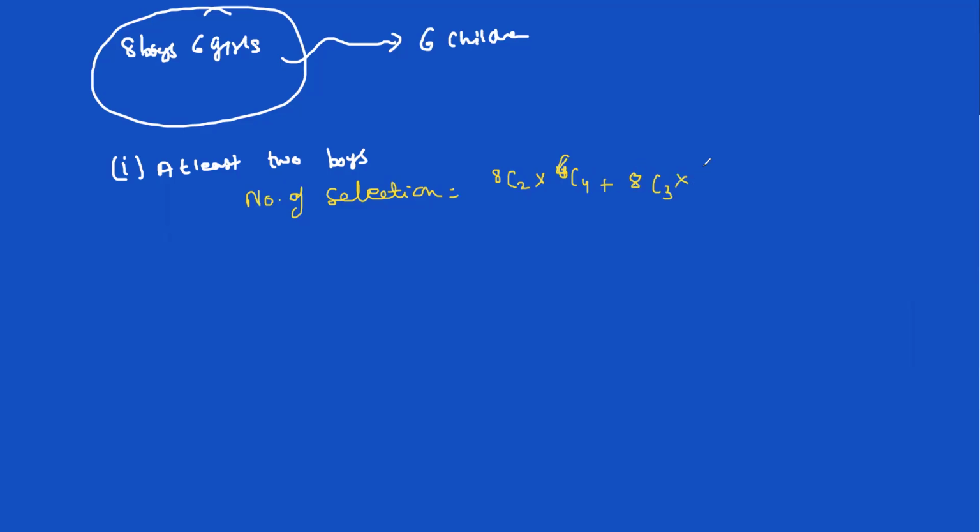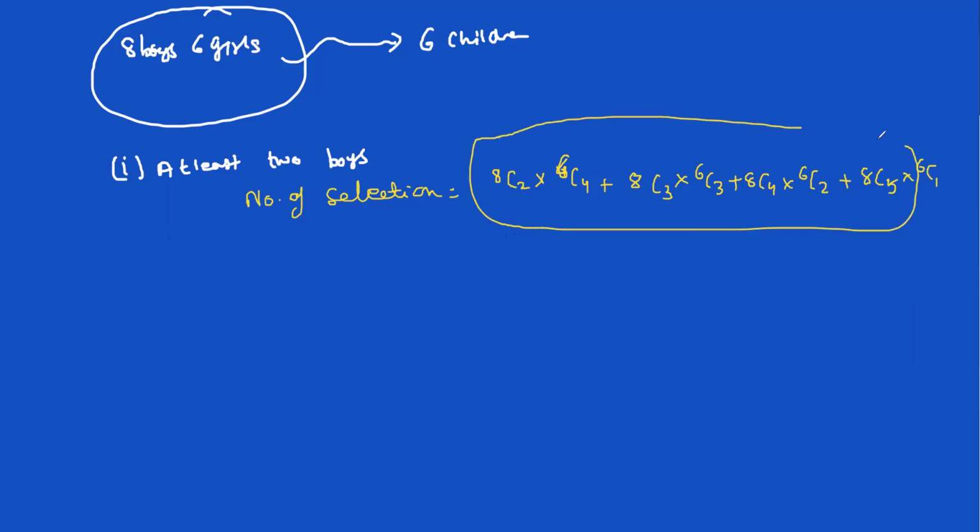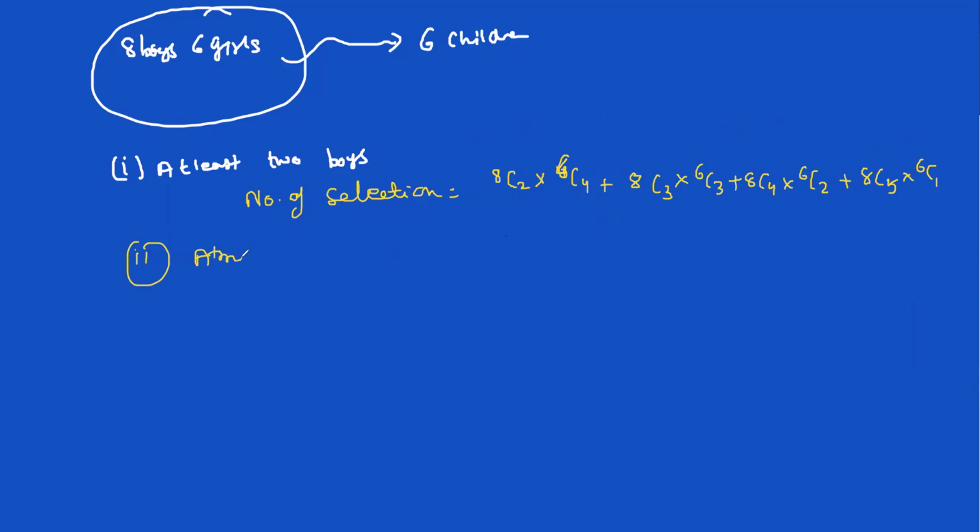3 boys, 3 girls; 4 boys, 2 girls; 5 boys, only 1 girl, right? Yes. Don't simplify. You can write in this way. The second question was at most 2 girls.